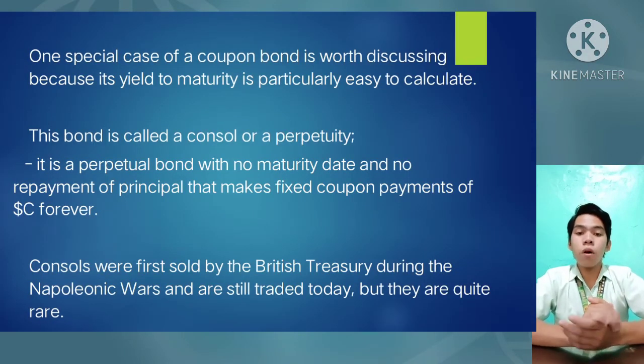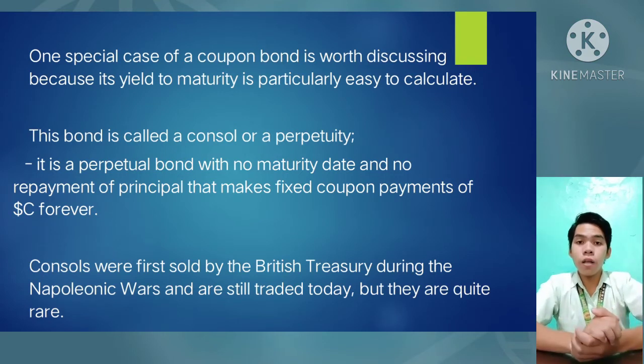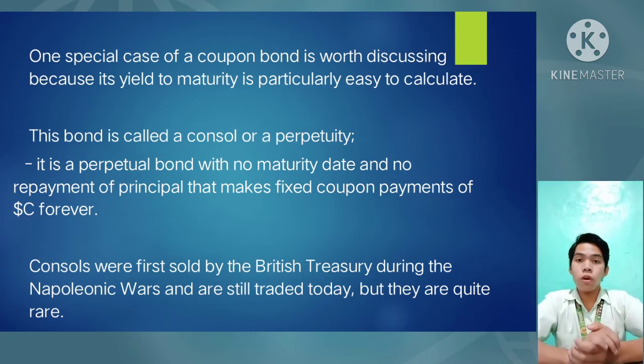One case of a coupon bond is worth discussing because its yield to maturity is particularly easy to calculate. This bond is called a consol or perpetuity bond. It is a perpetual bond with no maturity date and no repayment of the principal that makes fixed coupon payments forever. Consols were first sold by the British Treasury during the Napoleonic Wars and are still traded today, but they are quite rare.